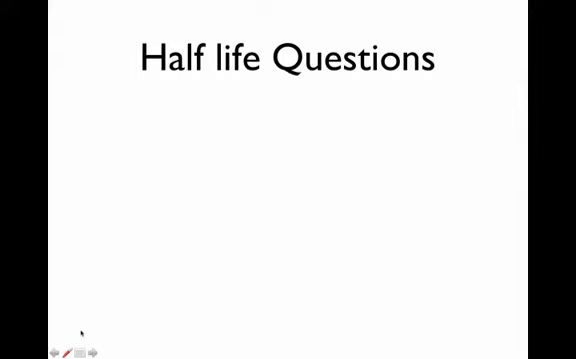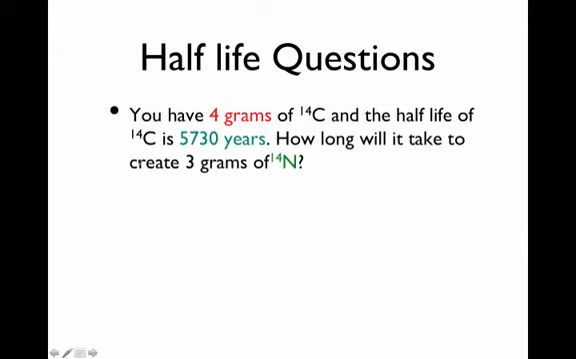Here is a slightly different question, but the approach to dealing with these questions is almost always the same. Here it says you have 4 grams of carbon-14, and the half-life of carbon-14 is 5,730 years. How long will it take to create 3 grams of nitrogen-14, presumably from these 4 grams of carbon-14? So how long is it going to take to make 3 grams of nitrogen-14?